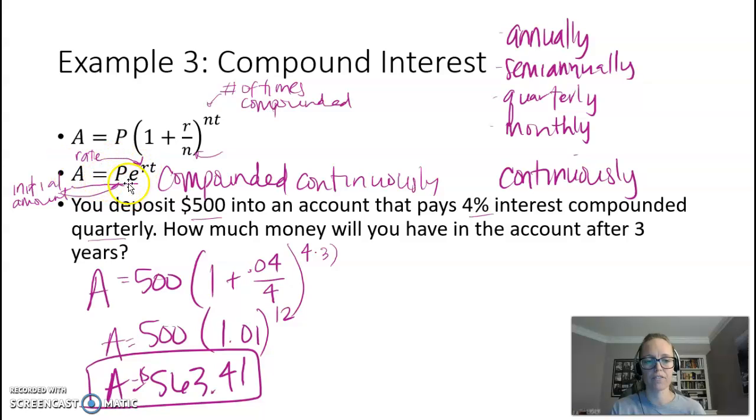Okay, so again, the only difference is that you would use this formula here if it's compounded continuously. You'll notice that that E constant is the biggest difference, and that's what we use for those problems.